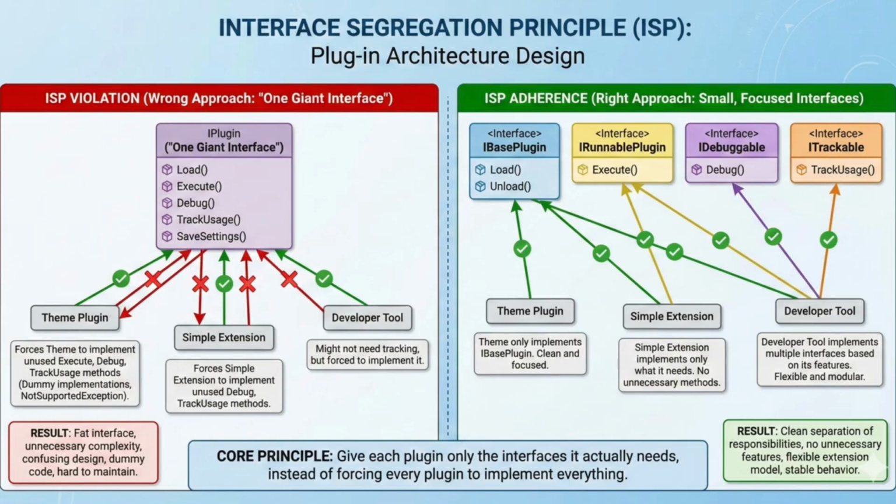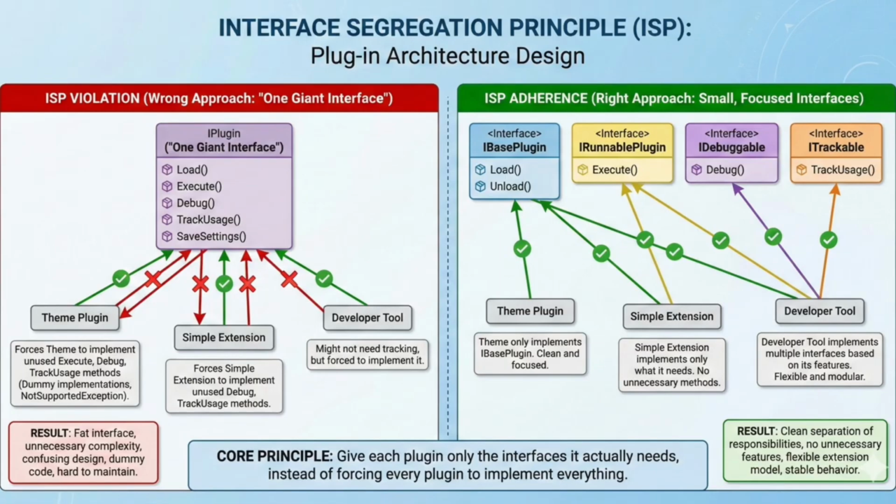ISP violation, wrong approach. Imagine a system where theme plugins are forced to implement execution logic. Simple extensions are forced to support debugging. Lightweight plugins must implement tracking features they don't need. This leads to dummy methods, not-supported exceptions, confusing design, and a hard-to-maintain system. This clearly violates the interface segregation principle because plugins are forced to depend on methods they don't use.